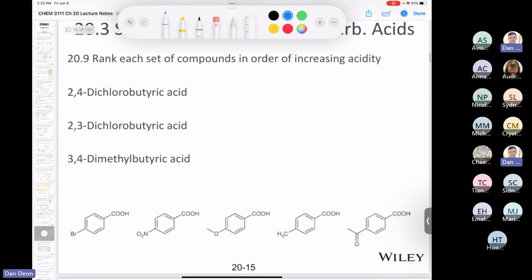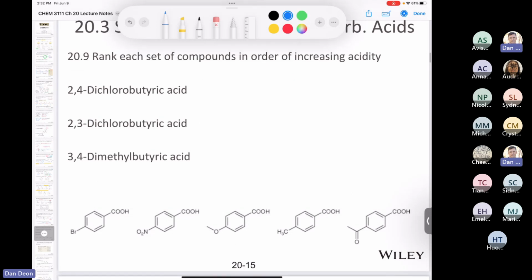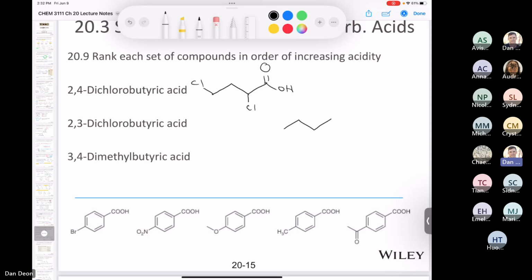All right, so let's move on from there. It says here, rank each set of compounds in order of increasing acidity. So there's two questions on here. Let's just put a line here, and what we'll do is draw each one of these compounds out. The first one is 2,4-dichlorobutyric acid. So let's scribble this guy out here. This is butyric acid. So we've got 2,4-dichlorobutyric acid. The next one we've got is 2,3, so that's going to look like this. We've got 2,3-dichlorobutyric acid, and the last one is 3,4-dimethyl.